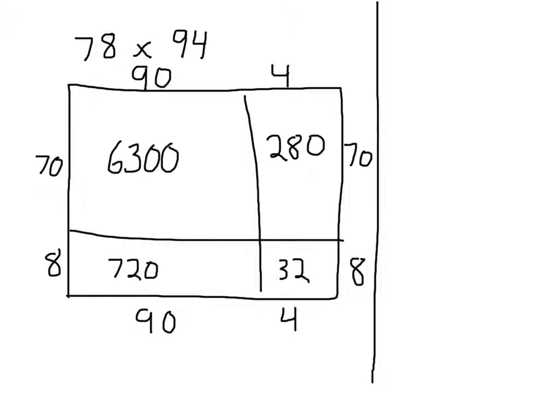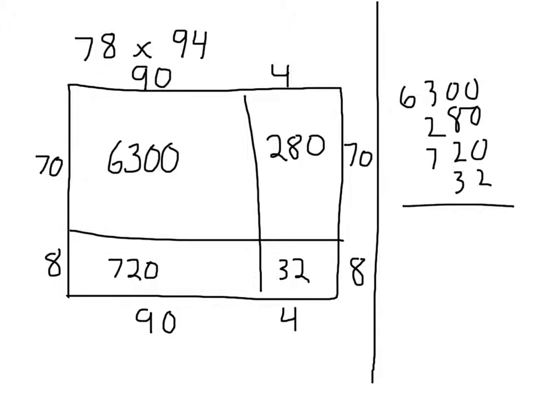I definitely will need to write this one out because I don't think I can do it in my head. So we'll just put it over here for right now and I'll erase it next. 6,300, 280, 720, and 32. Add that up. Let's see, 8, 2 is 10, plus 3 more is 13. 7, 3 is 10, plus 2 and 1 is 13 again.